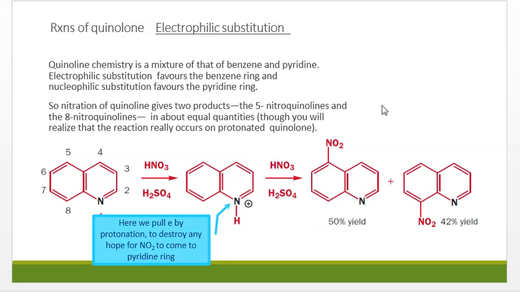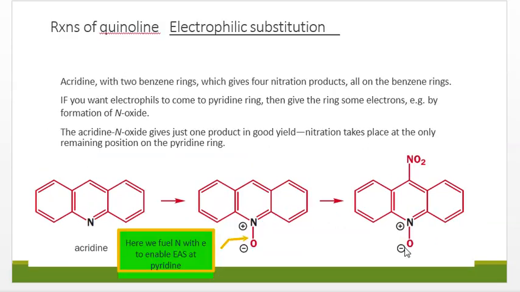The nitration of quinoline gives two products, the 5-nitroquinoline and the 8-nitroquinoline in about equal quantities, so you will realize that the reaction really occurs on protonated quinoline. This is protonated quinoline. Protonation pulls electrons and destroys any hope of the nitro group coming to the pyridine ring. Reactions of quinoline: electrophilic substitution.